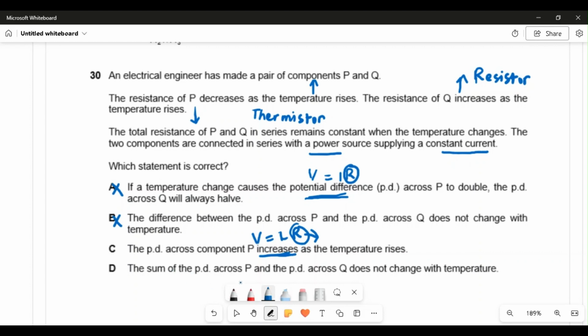The sum of the potential differences is the next statement. Now it comes to the same statement, because the resistance of P plus Q gives us the same result. So the voltage of P plus Q will give us the same result because they are connected in series. We know that in a series combination, the sum of the voltages is equal to the total voltage applied. So it will not change with the change in temperature: as the sum of resistances is not changing, the voltage sum is also not changing. So this is our correct choice for this question.